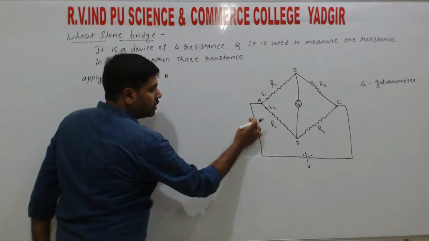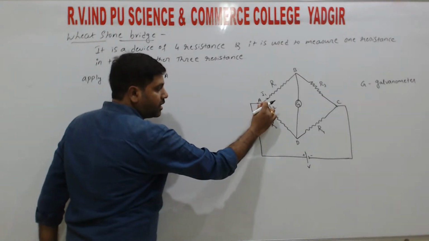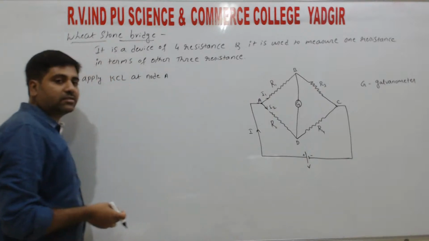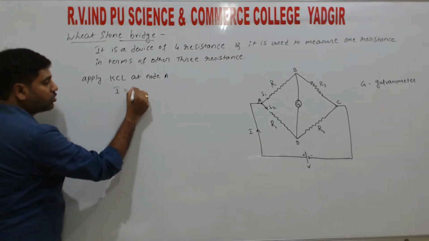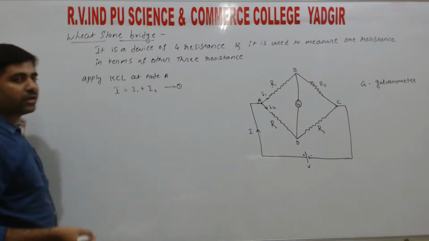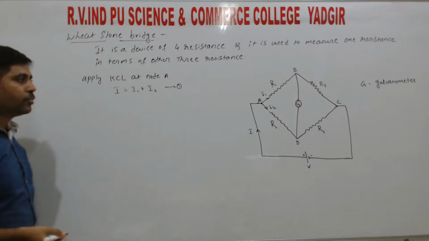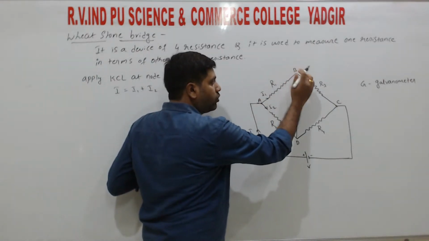From the Kirchhoff current law, we state that the current which is entering the junction is equal to the current which is leaving the junction, right? From that we can write I equals I1 plus I2. Take this as equation 1. Now the current I flows from junction A to junction B.